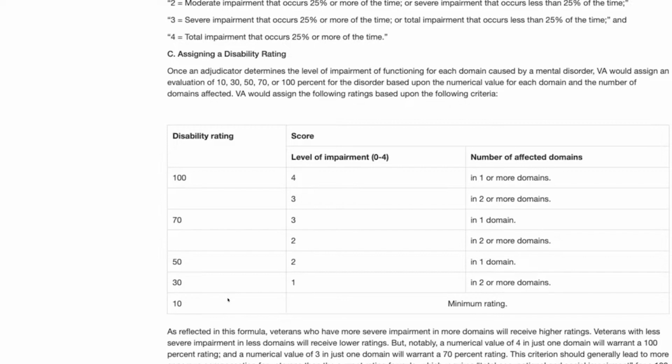That's similar to the other one, and 70. 50 and 70. So for 50, you have a score of 2 in one domain, and 2 means moderate impairment that occurs 25% or more of the time, or severe impairment that occurs less than 25% of the time. That could be 2 days a week. If you're looking at 25% of the time based off a 7-day week, you've got moderate impairment 2 days a week.